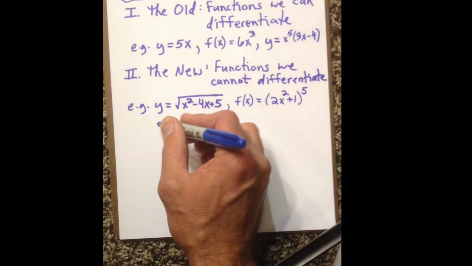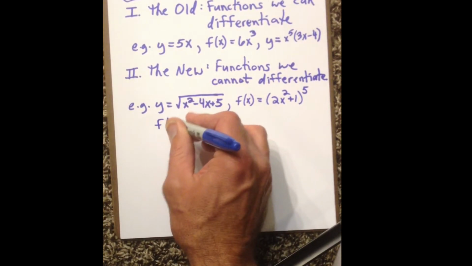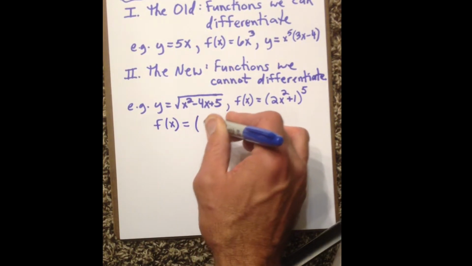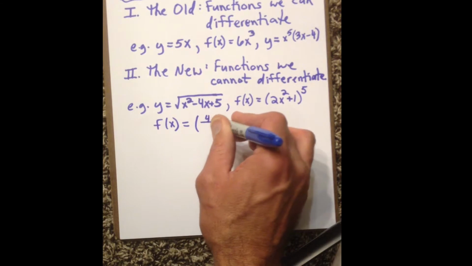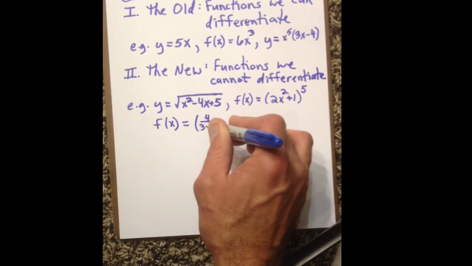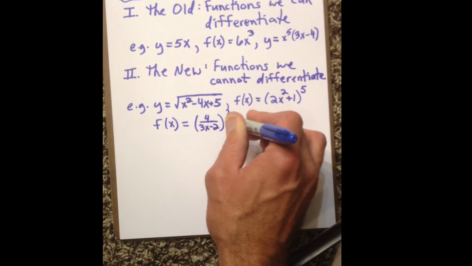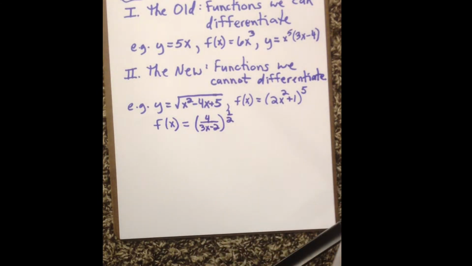Another one we can't take the derivative of is this. F of x equals the quantity of 4 over 3x minus 2, and all of that to the 1/2 power. So yeah, that's like the square root, but that fraction doesn't simplify. The top could be simplified, the bottom can't be simplified. So we have a quotient, but it's not purely a quotient rule because of the power of 1/2. So something has to happen to that power of 1/2 that we've got to deal with.